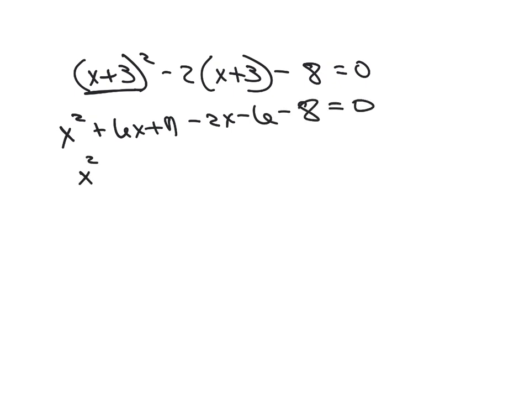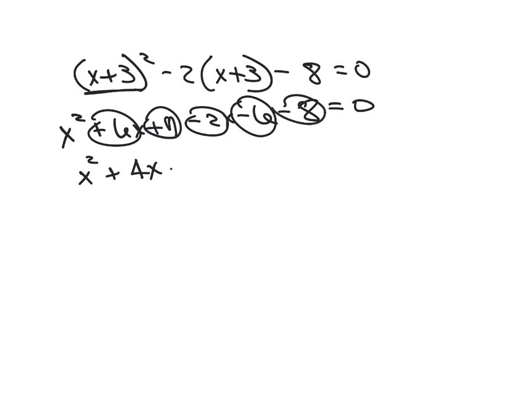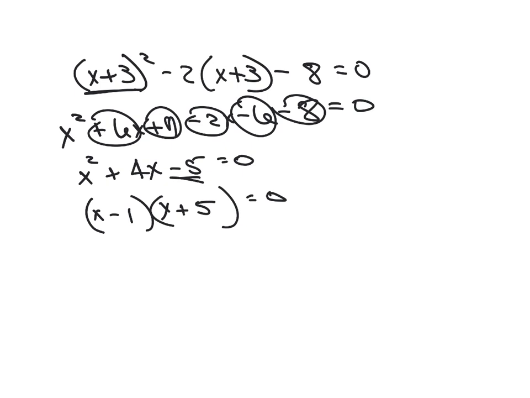So x squared, I'm going to combine these two, plus 4x, combine this, and I get minus 5 equals 0. And then I can divide this into two binomials and get x, -1, positive 5, so that I get -5 and a positive 4 when I add them together, and x equals 1 or -5. So see, I got the same answer, and I didn't do any substitutions.